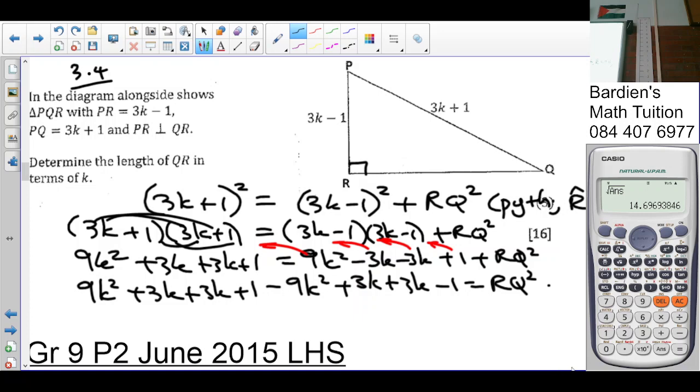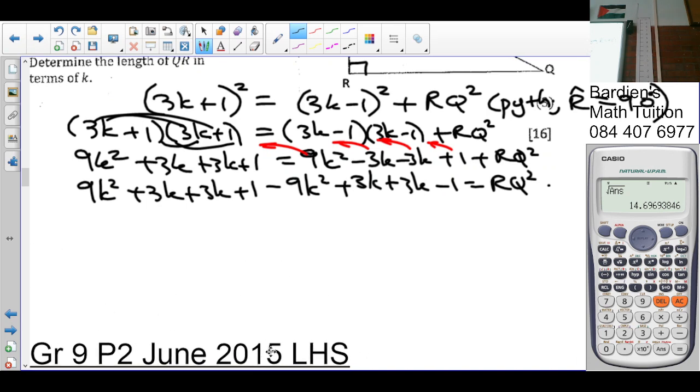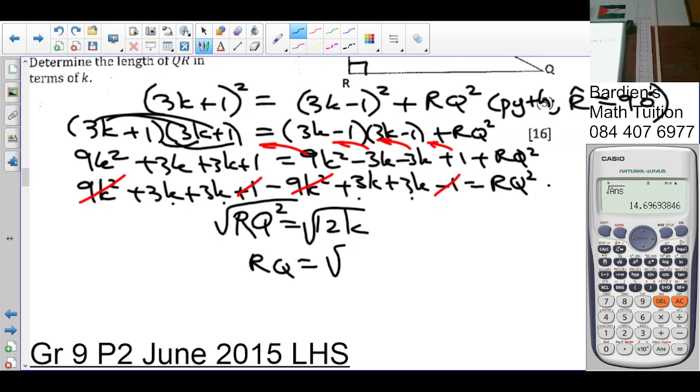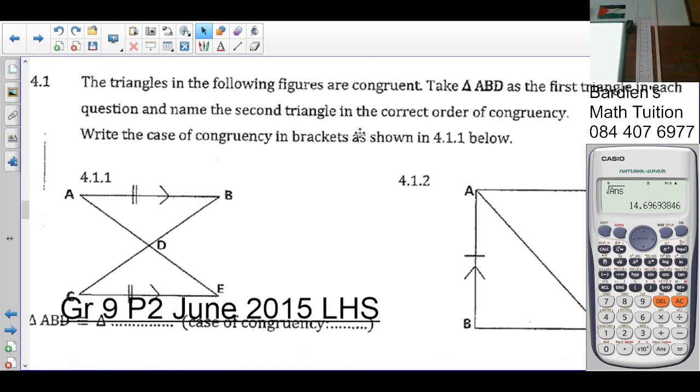Okay? Which now we can cancel and simplify. So 9K squared cancels 9K squared, 1 cancels 1. So RQ squared is equal to 3K plus 3K plus 3K plus 3K, which is 12K. Then you get the square root of that. So RQ is equal to the square root of 12K. Okay? Let's check if that's correct. Right, yes.